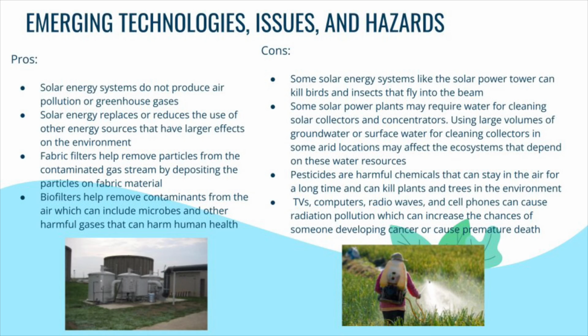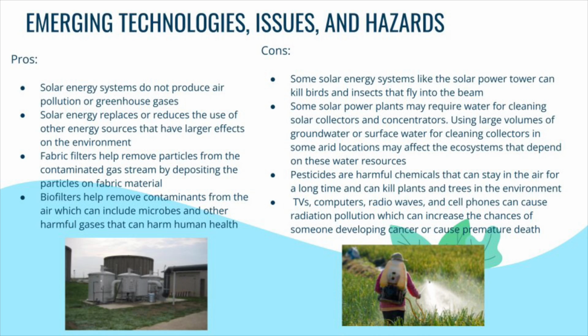So now I will discuss the pros and cons of emerging technologies, issues, hazards that may impact the environmental challenges associated with this topic. So for the pros, solar energy systems do not produce air pollution or greenhouse gases. Solar energy replaces or reduces the use of other energy sources that have larger effects on the environment. Fabric filters help remove particles from the contaminated gas stream by depositing the particles on fabric material. Biofilters help remove contaminants from the air, which can include microbes and other harmful gases that can harm human health.